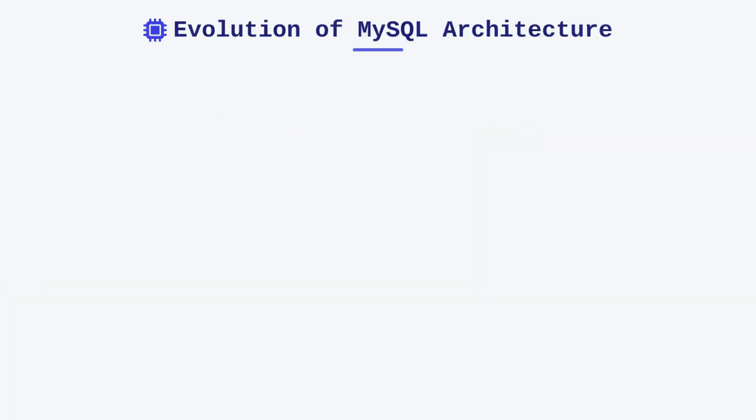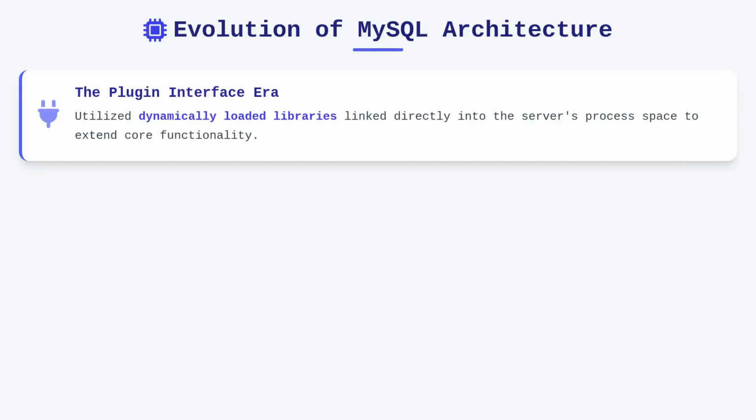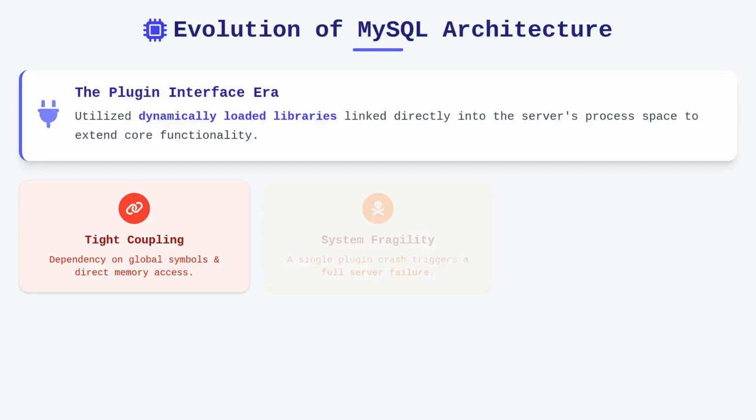In the early days of MySQL, the architecture relied heavily on the plugin interface to extend functionality. Plugins are essentially dynamically loaded libraries that are linked into the server's process space. While effective, they have significant drawbacks because they depend on the server's global symbols and direct memory access. This tight coupling makes it difficult to manage complex dependencies or isolate potential failures.